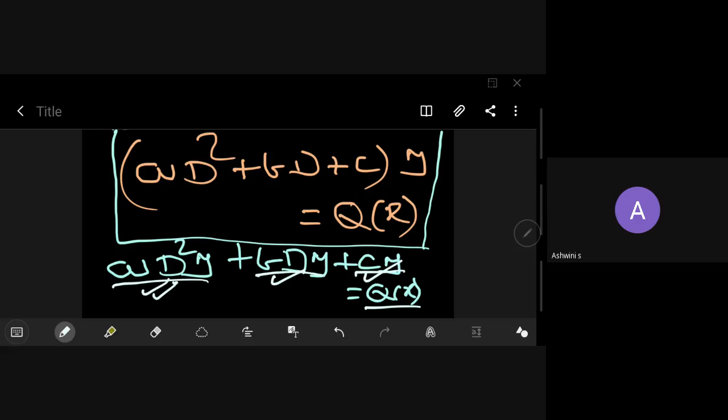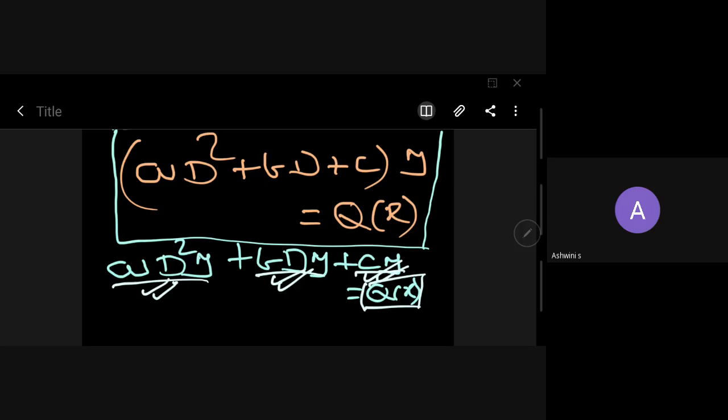This term involves y as a first order derivative. This term only has y. On the other hand, this right hand side is free from y. The one that is free from y we write on the right hand side. That is a function of x. So what is the strategy for such an equation? This is called a non-homogeneous equation.